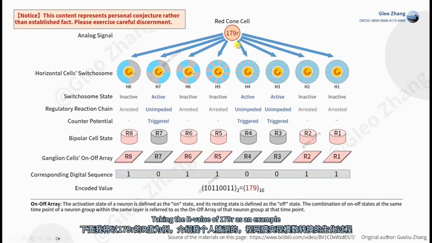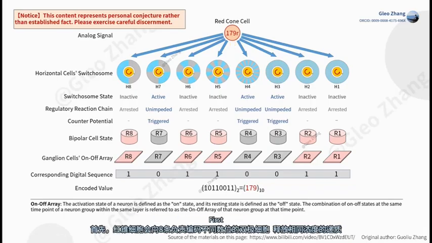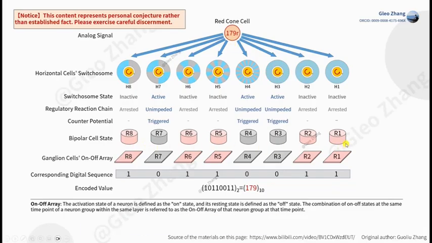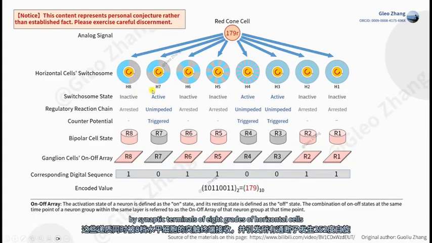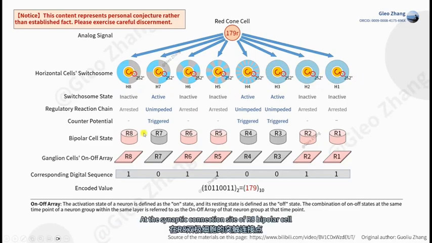Taking the R value of 179R as an example, I will demonstrate my hypothesized biochemical process for retinal analog to digital conversion. First, the retinal cell releases neurotransmitters at identical concentrations to all bipolar cells responsible for encoding different bits. These neurotransmitters are simultaneously received by synaptic terminals of A grades of horizontal cells, causing switchosomes to rotate to 252 degrees. At the synaptic connection site of the RA bipolar cell, the HA switchosome assumes an inactive conformation after rotating to 252 degrees. The regulatory reaction chain in the horizontal cell terminal is arrested.